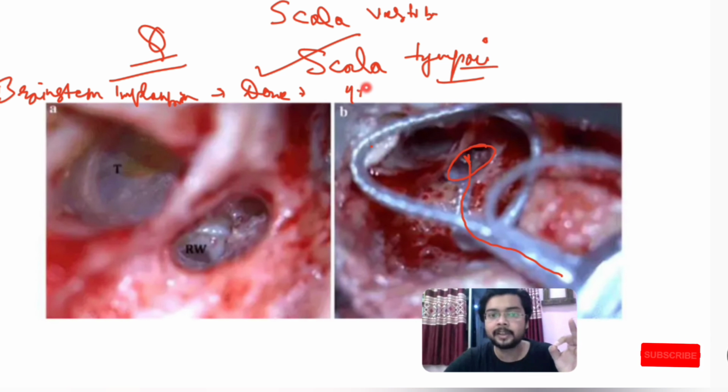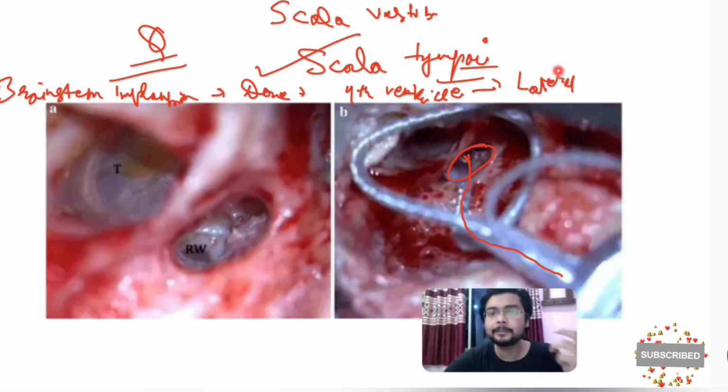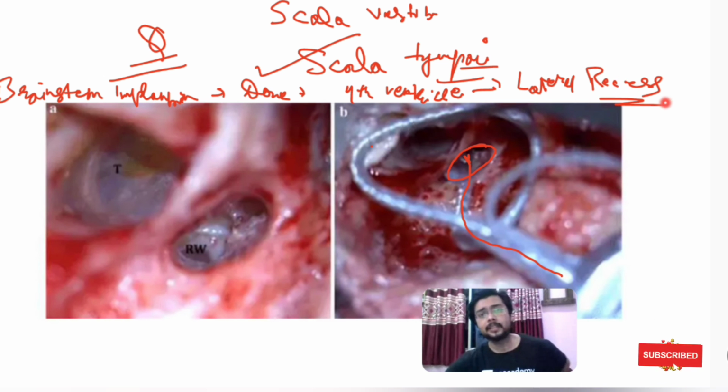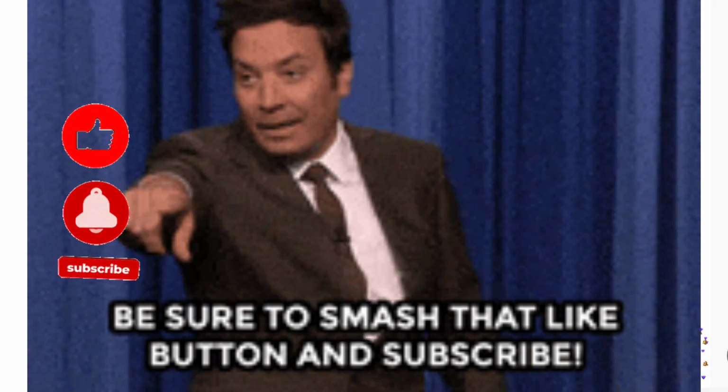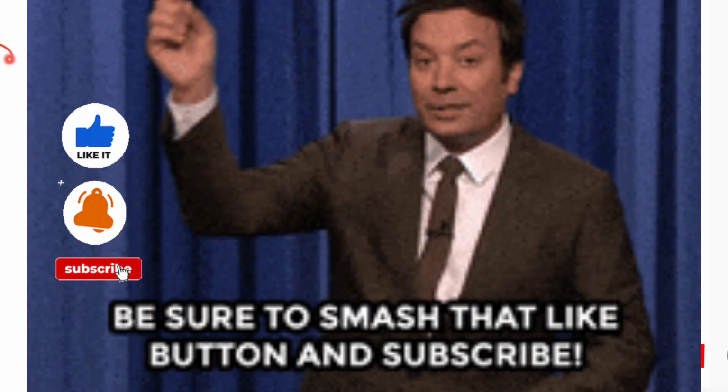Yes, the fourth ventricle, but where? Dr. Rajat, you are right, but where in the fourth ventricle? Lateral recess, yes. Very close. So you will be able to answer if they ask you. Lateral wall means somewhat near. So the lateral recess of the fourth ventricle is the place where you do brainstem implantation. This is just a figure to anticipate your future question.